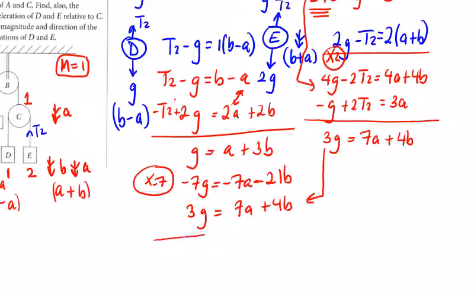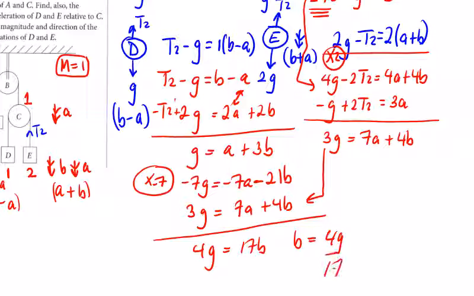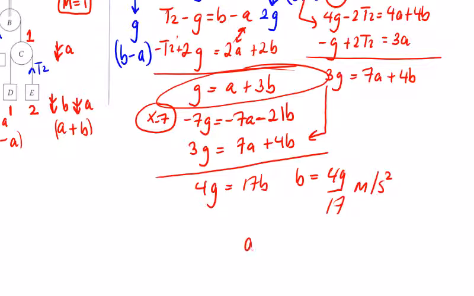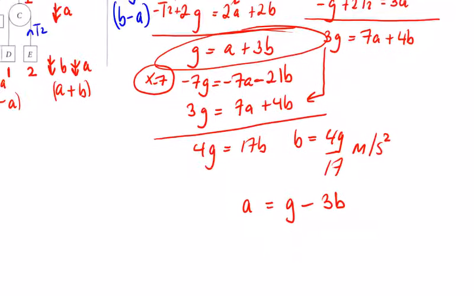You can see they're both going to be minuses, so we're going to get minus 4g is equal to minus 17b, or 17b. So b is equal to 17. No, b is not equal to 17. b is equal to 4g over 17 meters per second squared. And we have an equation for a here. a is equal to g minus 3b.